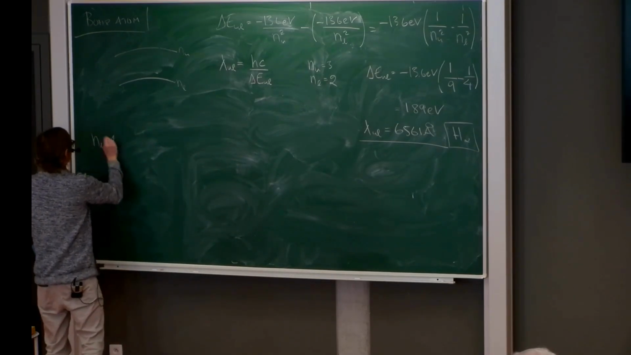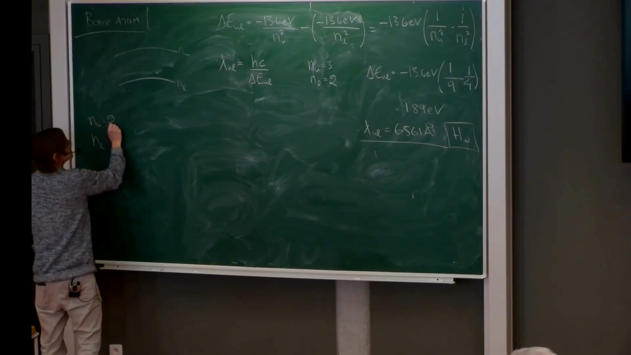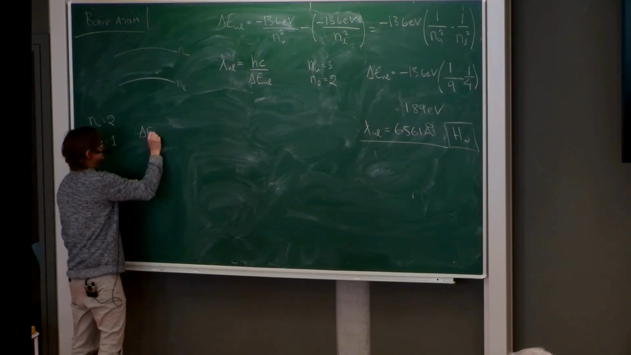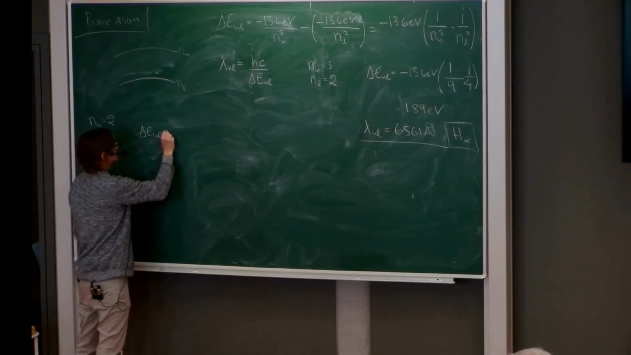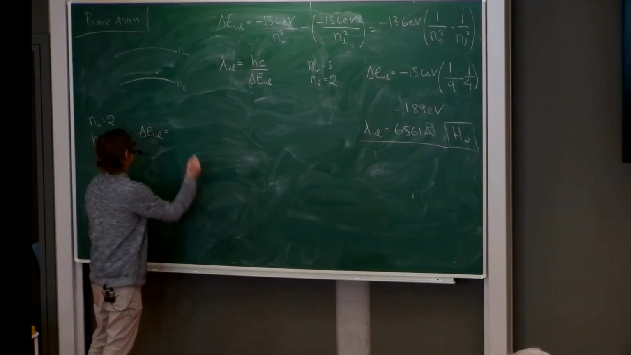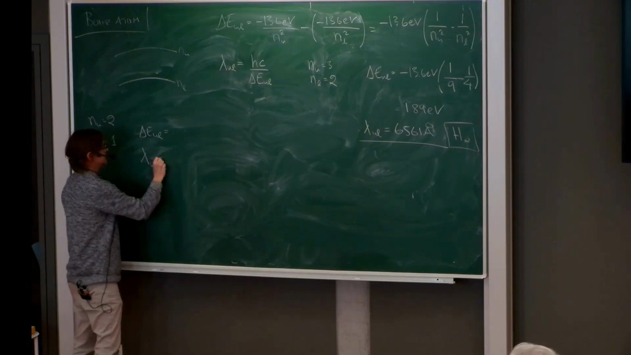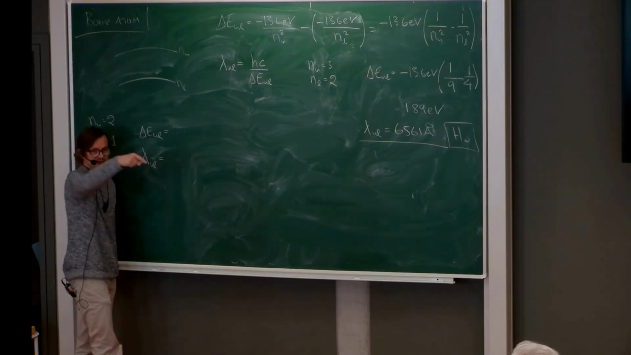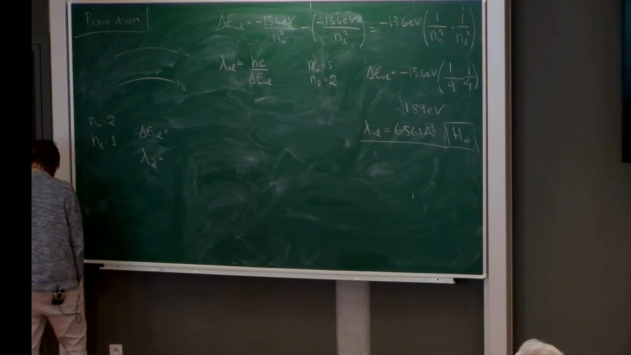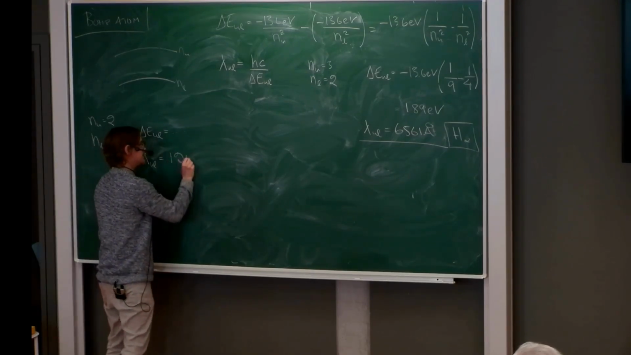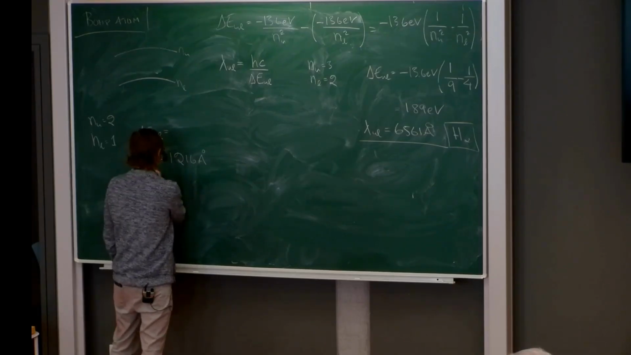NL equals 1, NU equals 2. Okay? Well, delta E proceeds exactly the same. Delta E_UL equals yada, yada, yada, and lambda_UL will come out then. I'll leave you to fill in the blanks. These are some exercises for you to do. It will come out as 1216 angstrom.